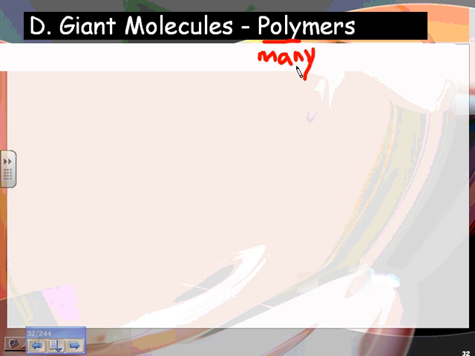A polytheist is someone who believes in many gods, like the Romans did, for example, and a monotheist believes in one god. So poly means many, and mono means just one. So a polymer is a bunch of, or many, little molecules put together. A monomer is one building block, one small molecule. You put a bunch of them together and you make a polymer.